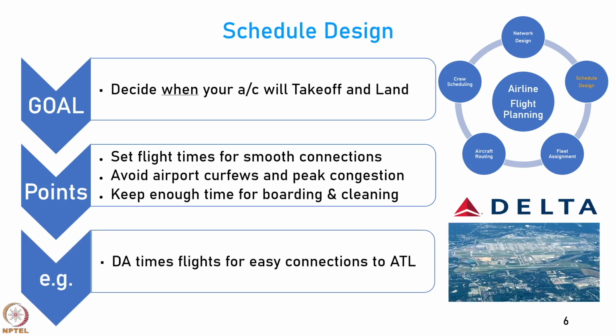Here is an example. Delta Airlines, they time their flights at the hub Atlanta in such a manner that it gives very good connectivity to the other flights where people would like to connect to or connect from.